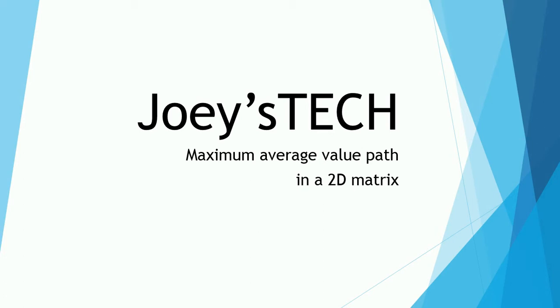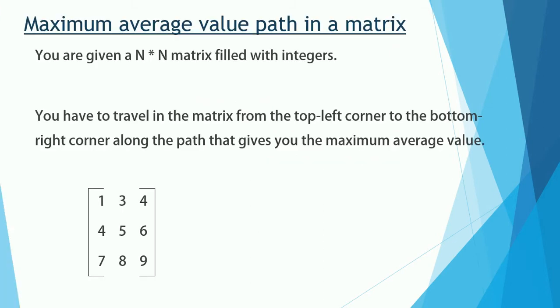Now, let's take a look into the problem statement. So this problem is about a 2D matrix, hence the first statement begins with an n by n matrix given to you, and that is also filled with integers. Now your job is to travel inside this matrix from the top left corner to the bottom right corner, but you have to travel along the path that gives you the maximum average value.